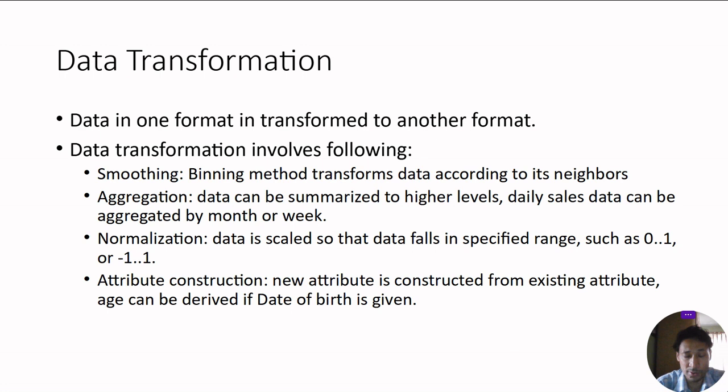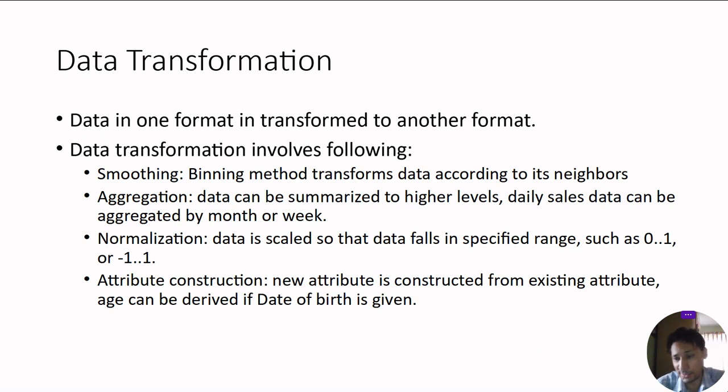Aggregation. Data can be summarized to a higher level. Daily sales can be aggregated by month or week. So we can use the concept hierarchy to transfer data given at a lower level to a higher level. Data can be normalized. Data is scaled so that it falls in a specified range. That is the idea behind the normalization process.